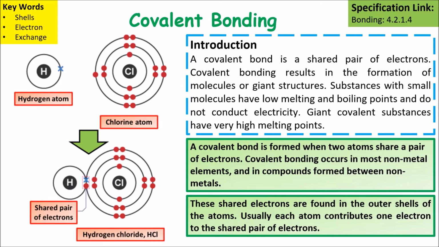We can see from the diagram on the left, we've got a hydrogen atom. The hydrogen atom wants to gain one more electron to get a full outer shell. The chlorine atom also wants to gain an electron to get a full outer shell. Therefore they share a pair of electrons, meaning that both will have a full outer shell.